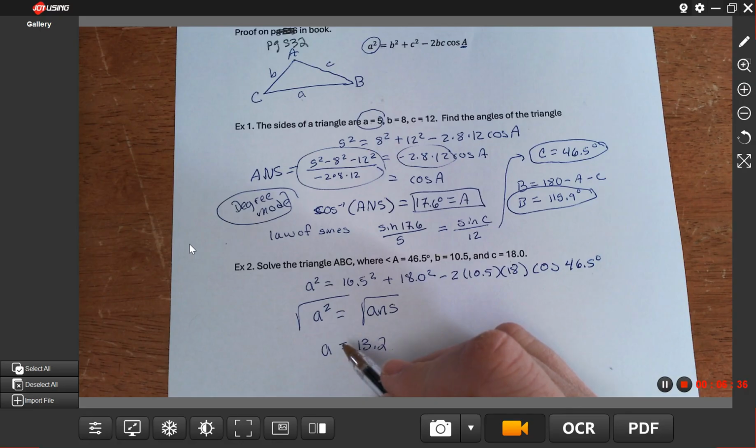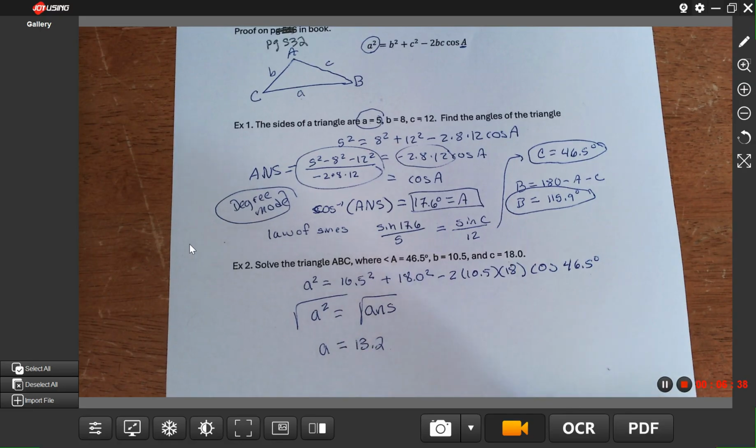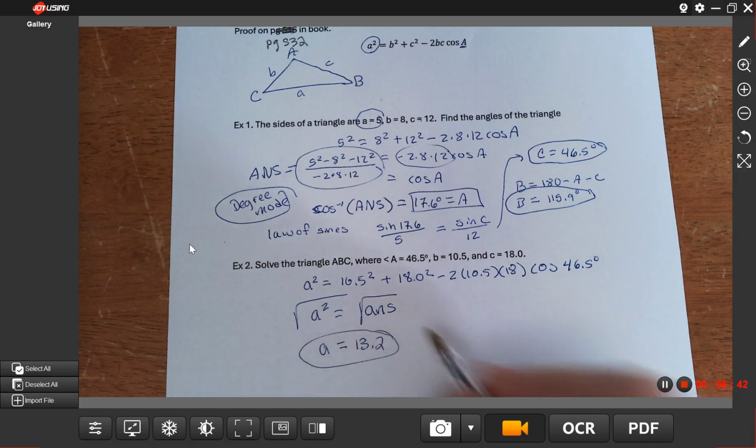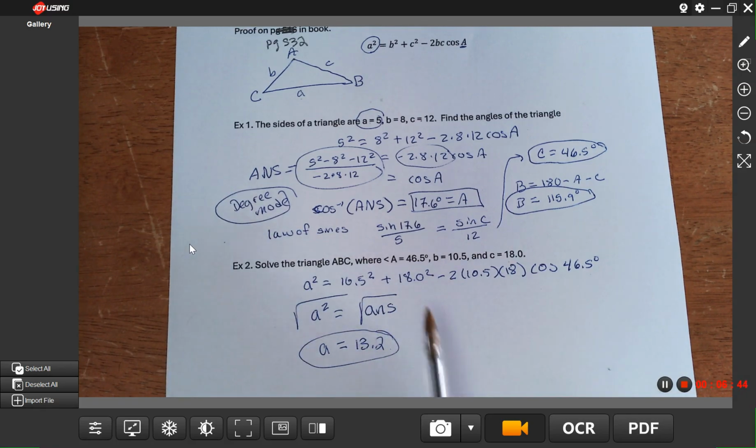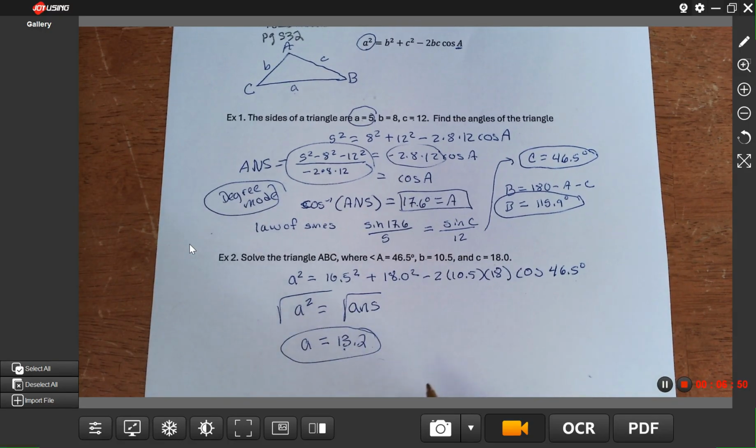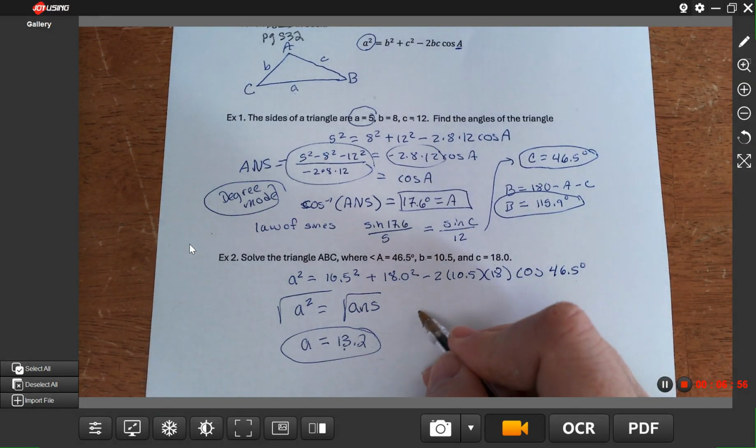Oh no, it is 13.2. Yes, okay. So we found side A, and the directions are to solve. So we have angle A, and now we have all three sides, so now we're just missing the other two angles. We could use law of cosines again, but like in the previous problem, law of sines is simpler, so we're going to use law of sines.